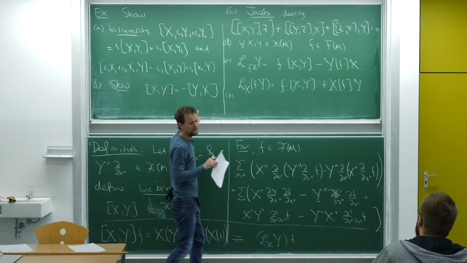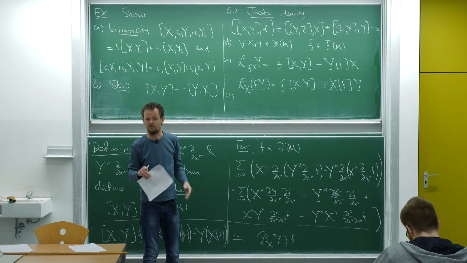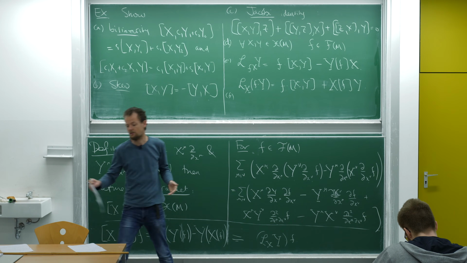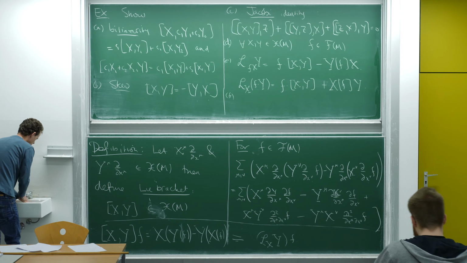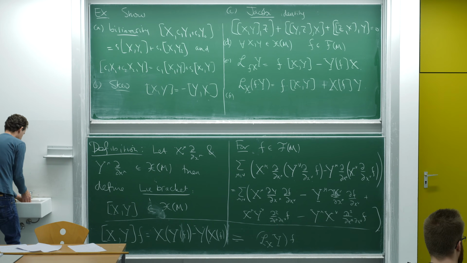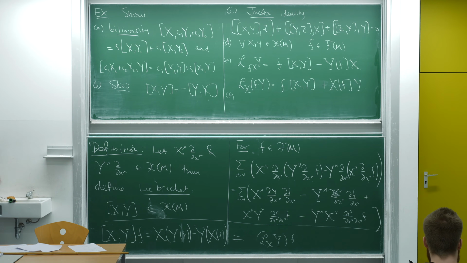So the Lie bracket's a vector field. What if we push forward a function? What if we have a function between two manifolds and we push forward that vector field? Well, everything's nice and plays nicely together. The Lie bracket of the push forwards is the push forward of the Lie bracket.